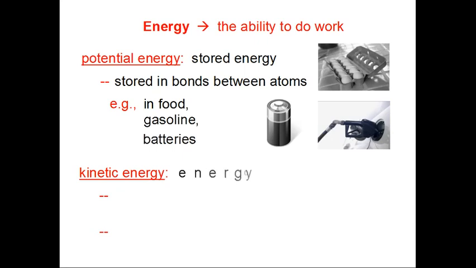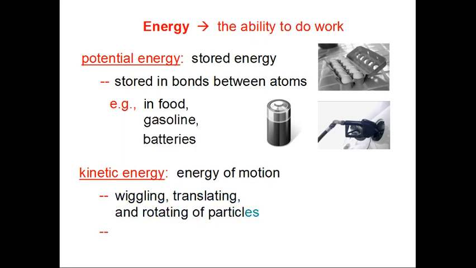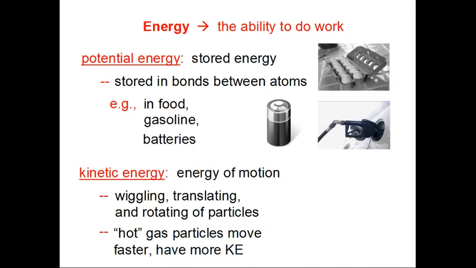Now, once things start moving, you've got kinetic energy. Remember, I already told you one time, all particles in the universe are moving. All atoms everywhere are moving all the time. How fast they're moving is the kinetic energy. And you can measure that with temperature. Hot gas particles move faster. That means they have more kinetic energy. We're going to talk later in the year about something called average kinetic energy. And that's the exact same thing as temperature.